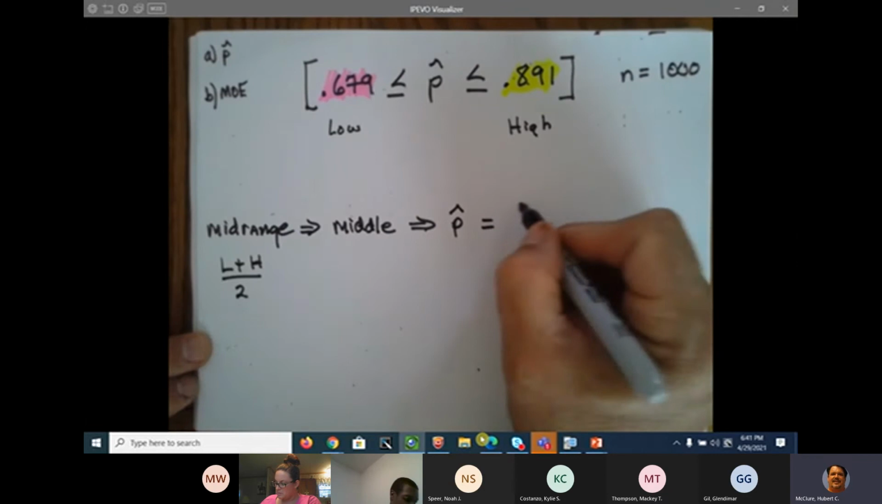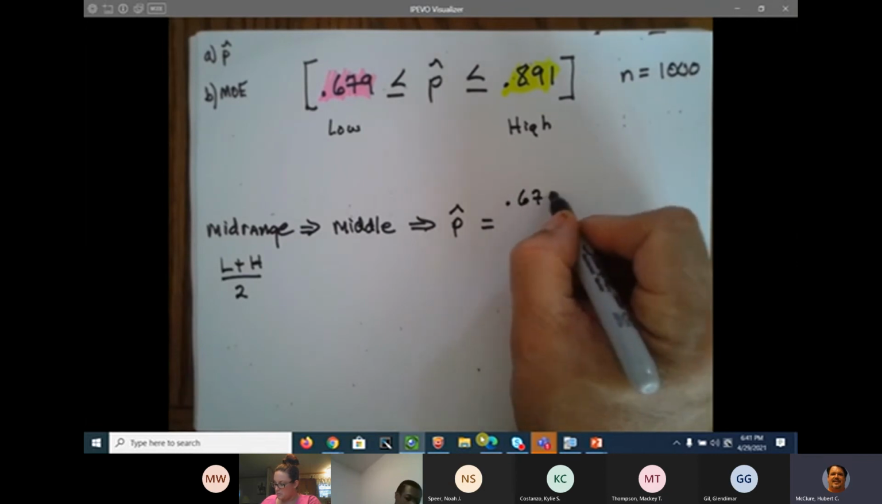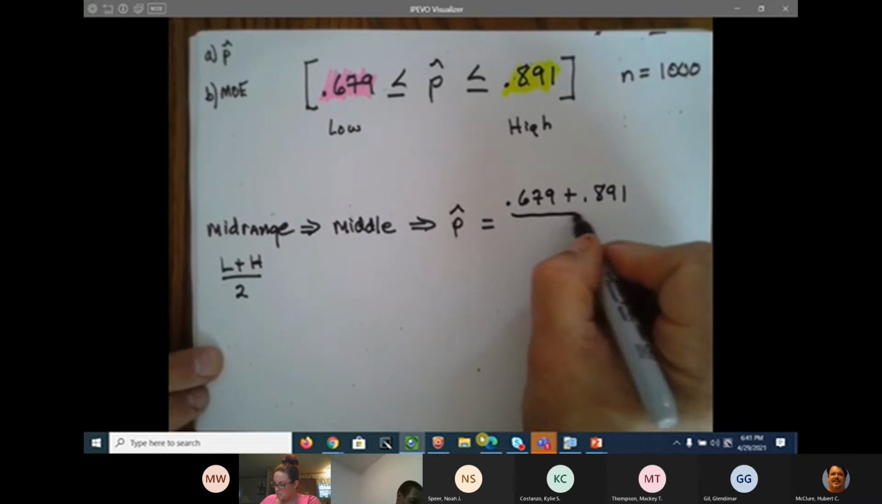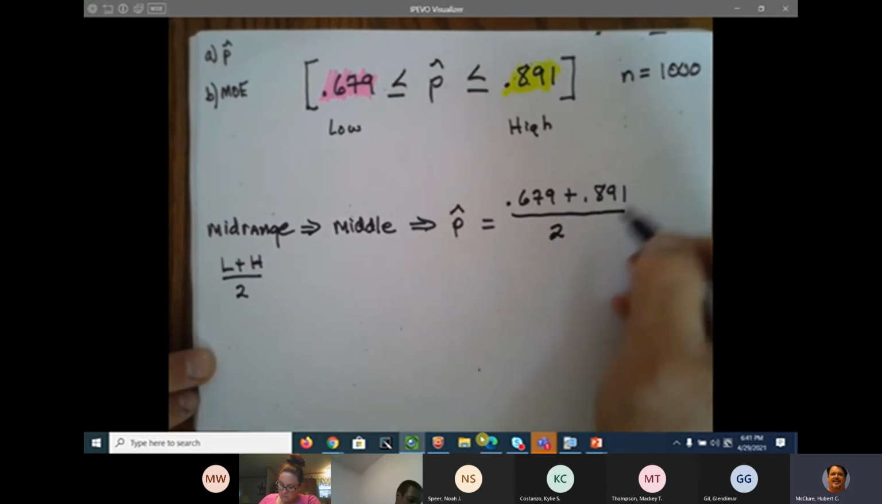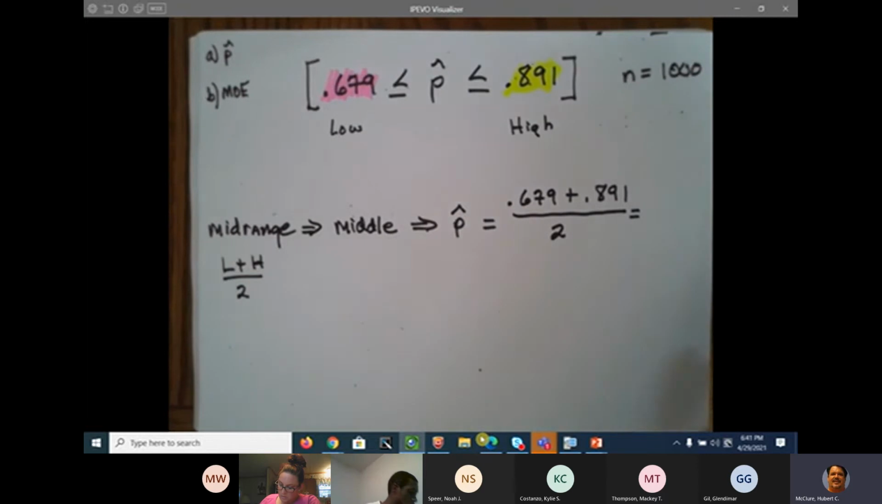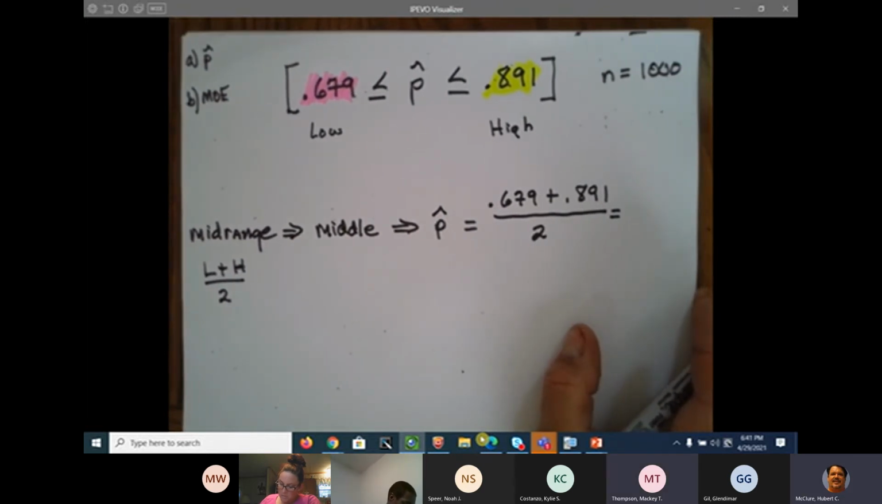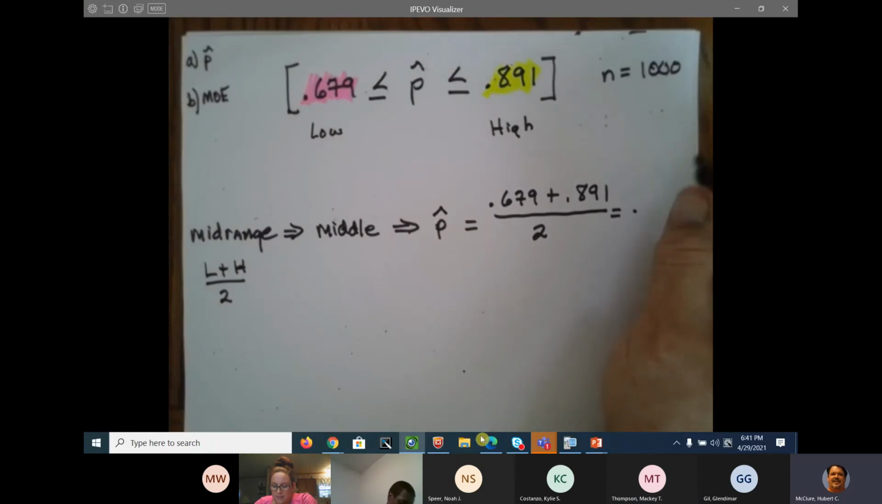So that's equal to 0.679 plus 0.891 divided by 2. And somebody give me 3 digits, because that's what we have, 3 digits. And somebody has to confirm it, since I'm not doing it. 1.125. Well, you got to divide it by 2. I did. I got 0.785. That sounds more like it.